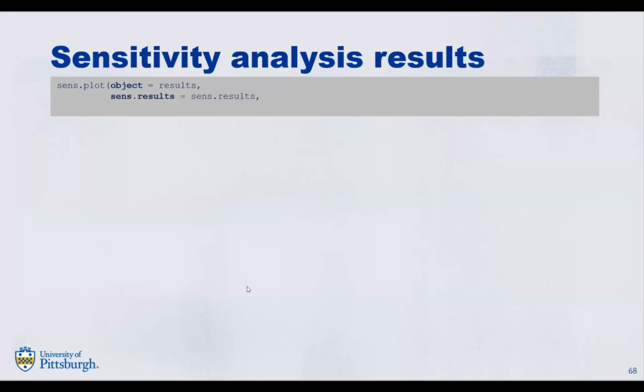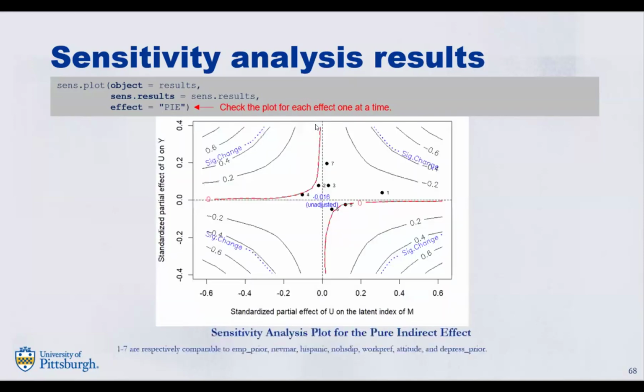You tell the program what is the name of the original results, what is the name of the sensitivity analysis results, and then you check the plot for each effect one at a time. And here I'm particularly interested in the sensitivity plot for the indirect effect. So I get the plot here. I actually have already talked about this plot earlier.